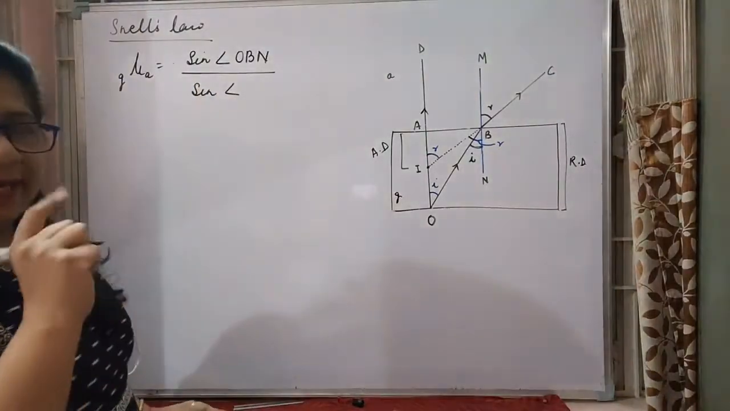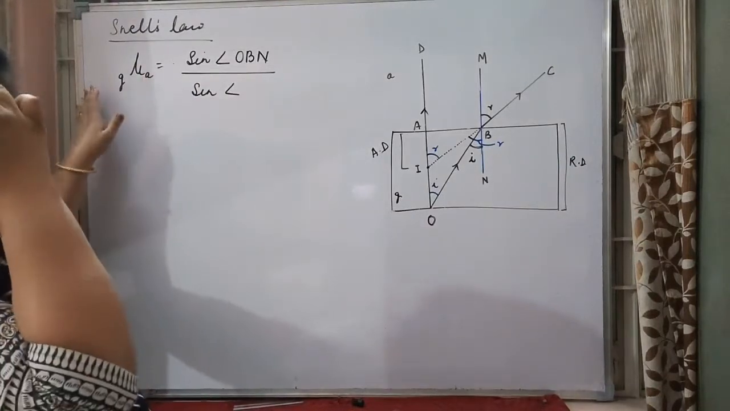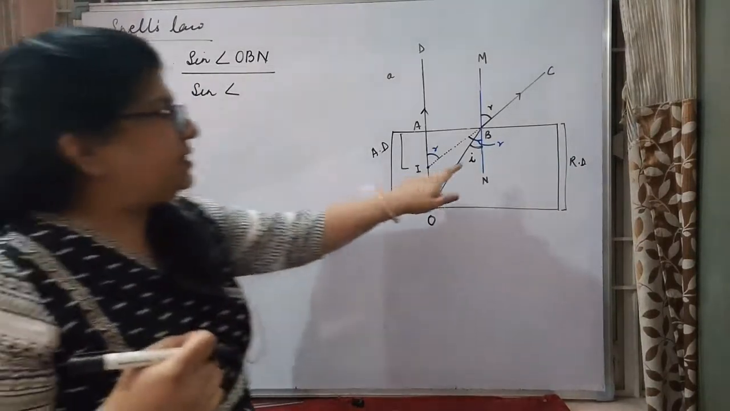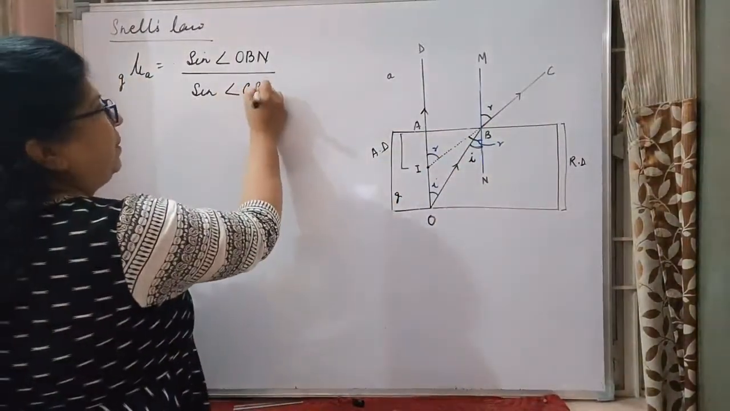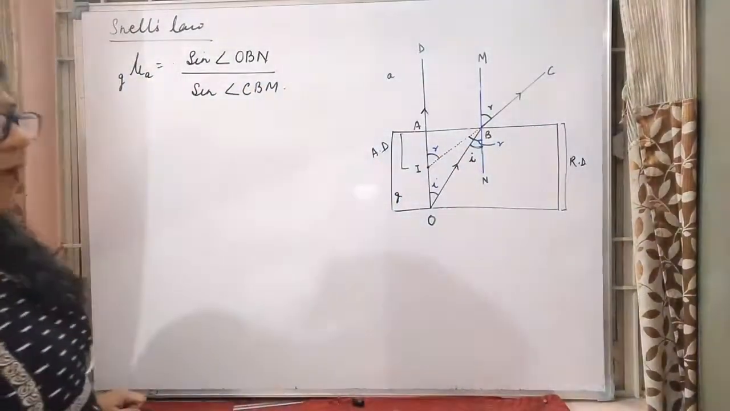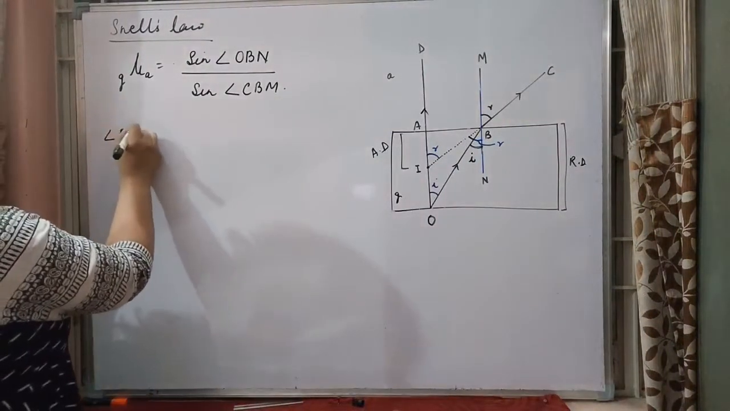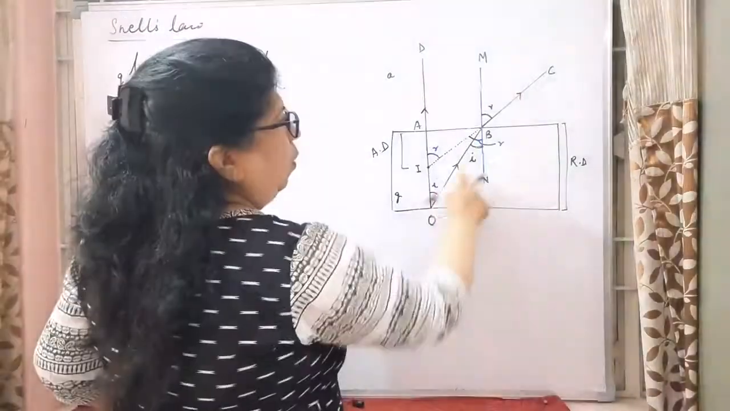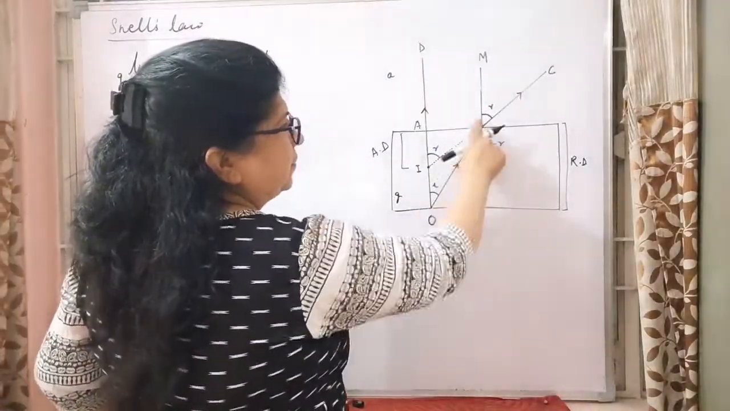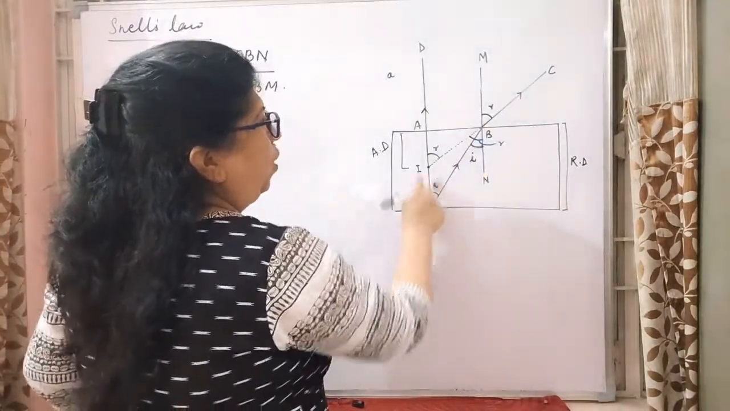Snell's law says sin I upon sin R is the refractive index. So we need the refractive index of air with respect to glass. Okay. So the incident angle is this and the refracted angle is CBM. Done. Now from the figure what we see is that angle OBN. Okay. This will be equal to what? BOA.